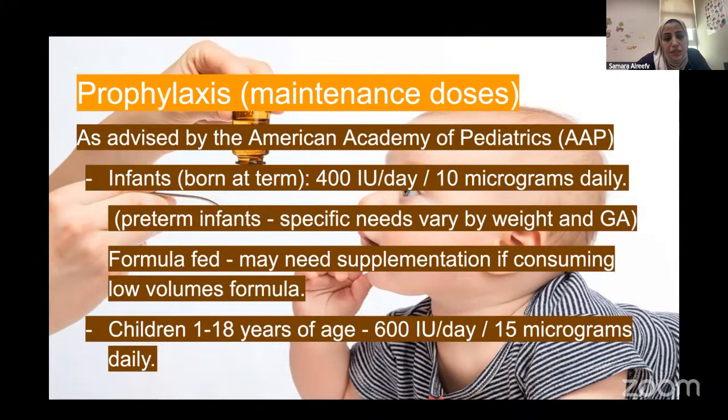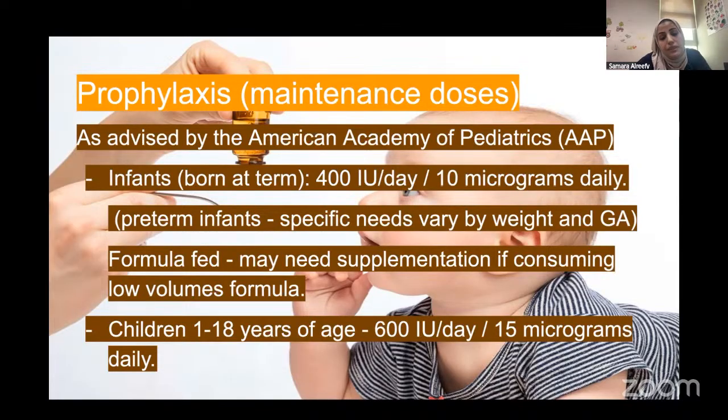For example, for infants born at less than 1,500 grams, it is advised to start them on 400 international units daily, and for those above 1,500 grams, as soon as they're tolerating full feeds, it is recommended to start them on 800 international units daily. Formula-fed infants, mostly those receiving low volumes of formula, less than 1 liter, also need supplementation.